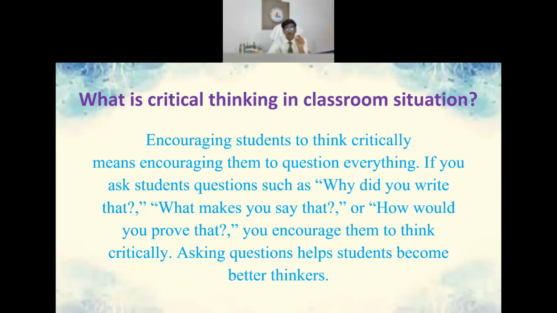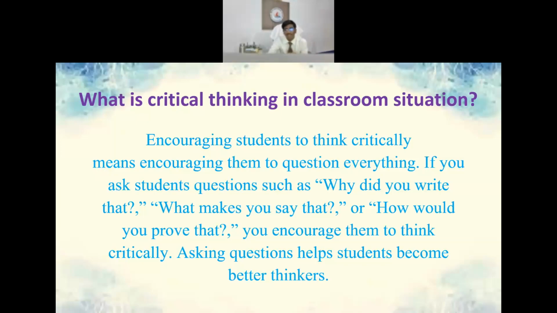Ask them. If you ask students questions such as, why did you write that? What makes you say that? How do you prove it? You encourage them to think critically. Why? What? Where? How? Ask them. Asking questions helps students to become better thinkers.